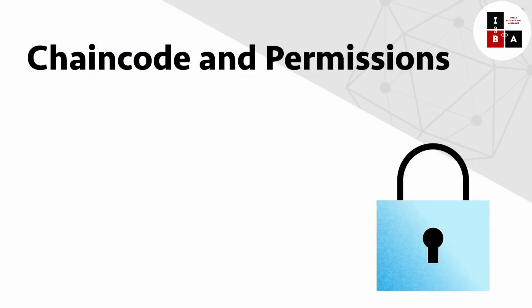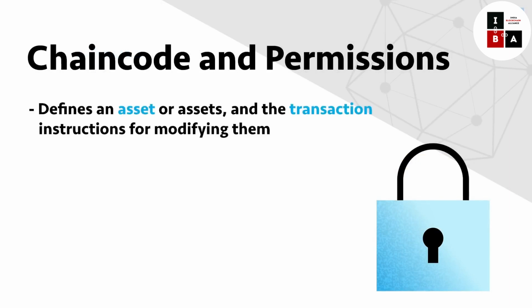Hyperledger Fabric provides the ability to modify assets using chain code. Chain code is software defining an asset or assets, and the transaction instructions for modifying those assets. In other words, it's the business logic. Smart contracts that are deployed to the Fabric ledger execute chain code. Instead of each business having their own business logic, which changes its own database, the businesses share the business logic and all sign off on changes to the database.